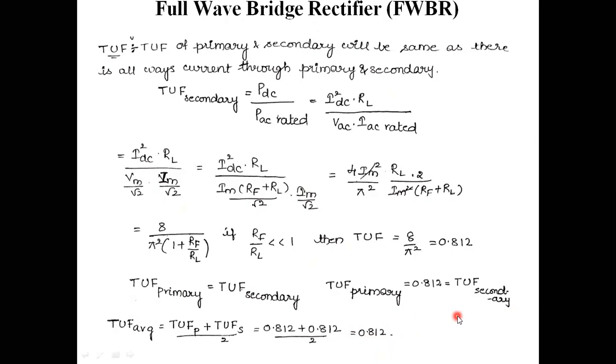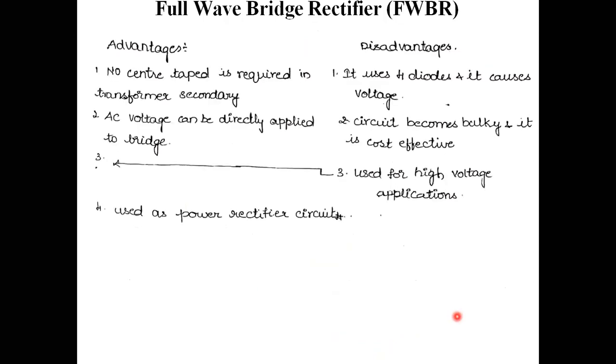This is about the transformer utilization factor in the bridge rectifier. And now the advantages and disadvantages. Under the advantages, no center tap is required in the transformer secondary.